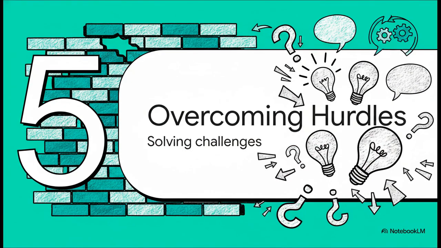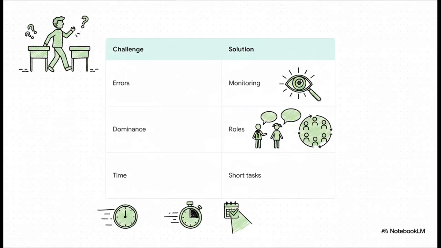Section 5. Overcoming common hurdles. Anticipating and solving classroom challenges. Now, I completely empathize with the anxiety of giving up control. You might be thinking, what if they teach it wrong? Well, the solution there is active teacher monitoring. You're walking the room, listening in, and just gently course correcting.